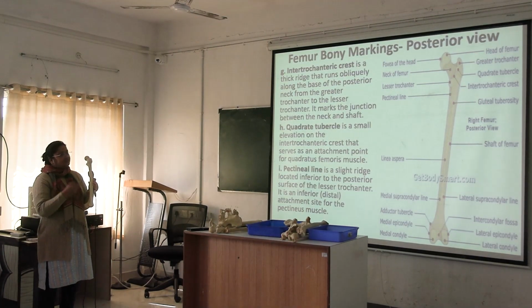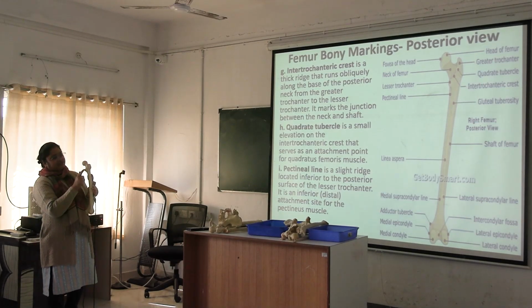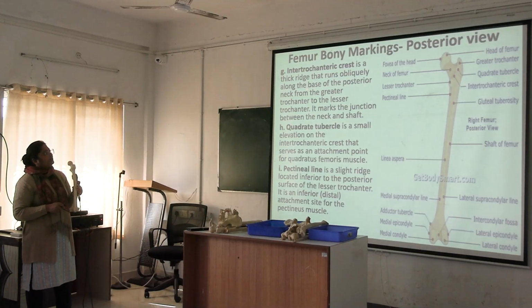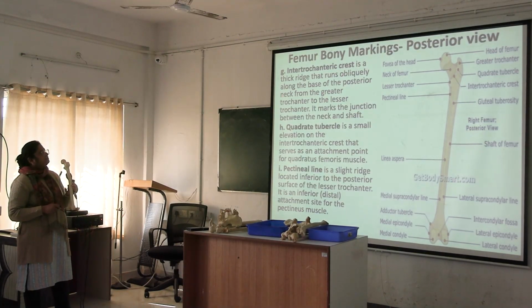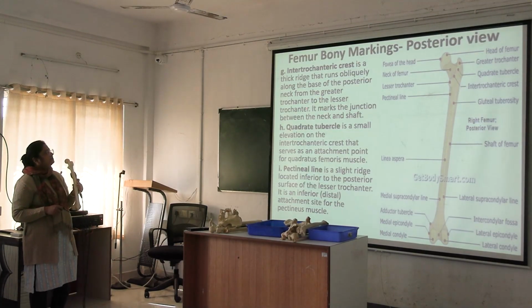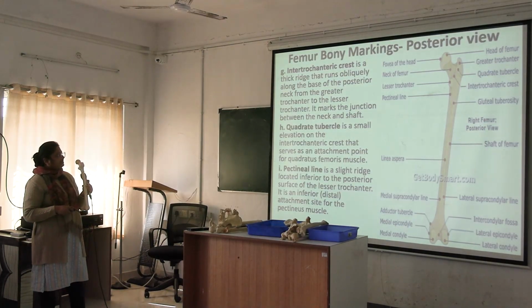Next, the intertrochanteric crest. This is different from the anterior. So this is the intertrochanteric crest. It is a thick ridge that runs obliquely along the base of the posterior neck from the greater trochanter to the lesser trochanter, and it marks the junction between the neck and the shaft. Next is the quadrate tubercle.